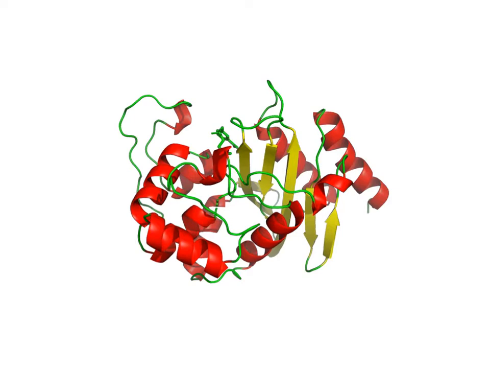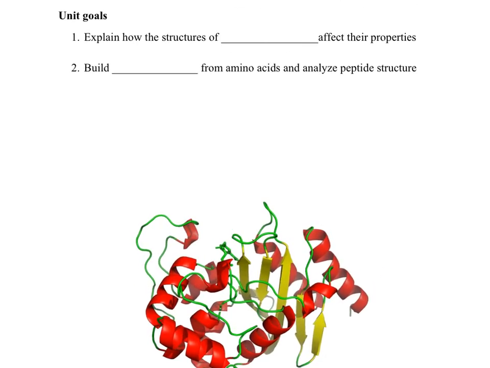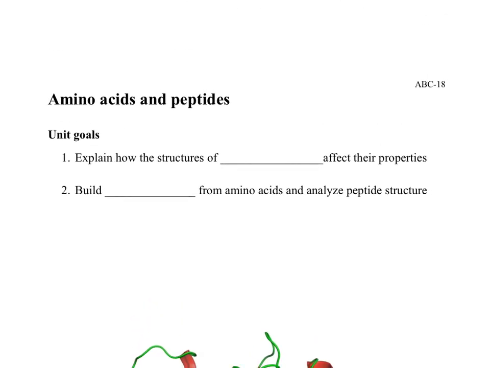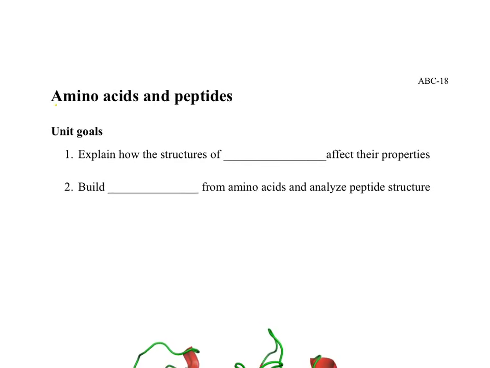Let's back up and talk about the overall name of this chapter. It's called Amino Acids and Peptides. Amino acids are the components that we're going to use to build proteins. Now, peptides are just small proteins. They're just amino acids linked together into short chains, and that's going to be terminology we use a lot, peptides and proteins. So what are our unit goals?